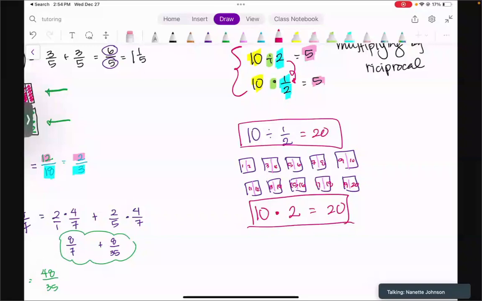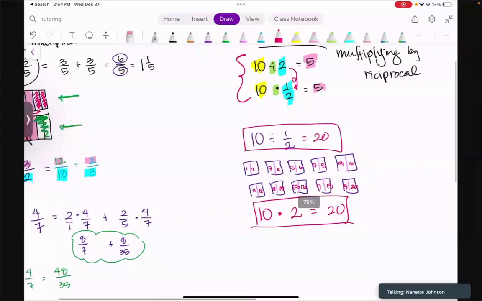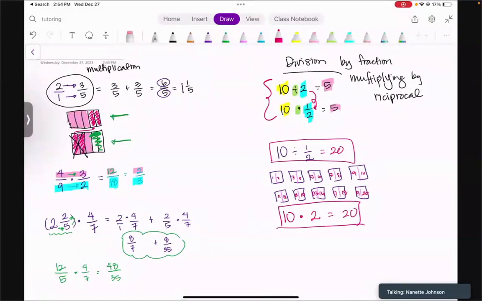Okay, so whenever you're dividing by a fraction, you're really just multiplying. Again, the hardest ones will be if they give you some kind of mixed number, but you know how to deal with that because it's the same thing that you do over here. Okay, so that is multiplication and division.